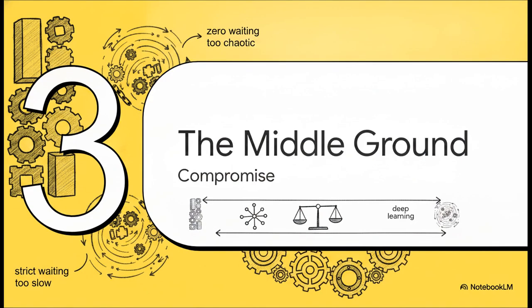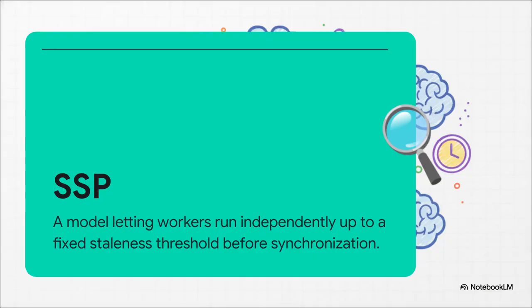So if strict waiting is way too slow and zero waiting is way too chaotic, how do we find a workable middle ground compromise? Well, the first major attempt at a compromise was the Stale Synchronous Parallel model, or SSP. SSP basically allows workers to run independently, but only up to a fixed staleness threshold.